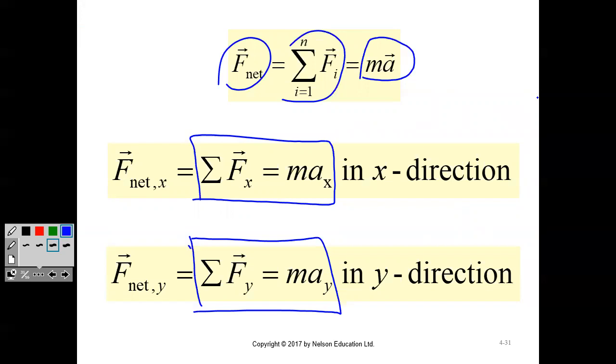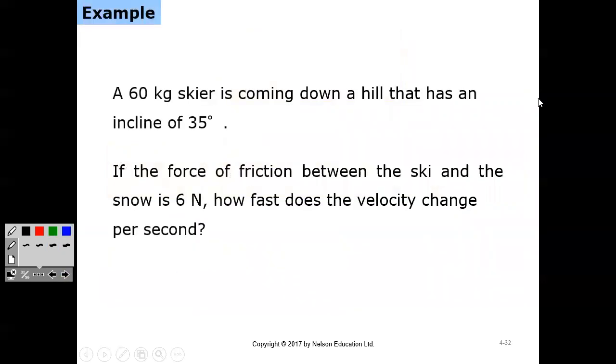So how to resolve, we need to know. How to add them as vectors, we need to know. So let's do some examples. Okay, example number 1. The 60-kilogram skier is coming down a hill that has an incline of 35 degrees.